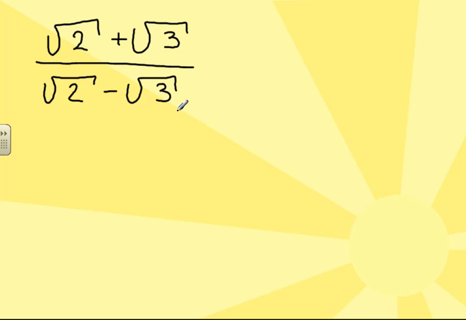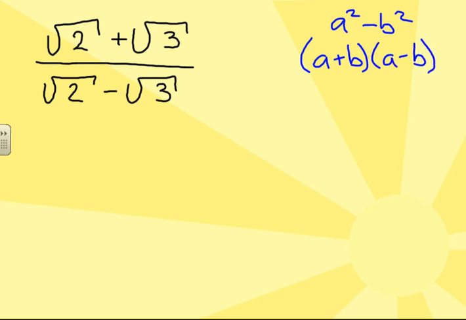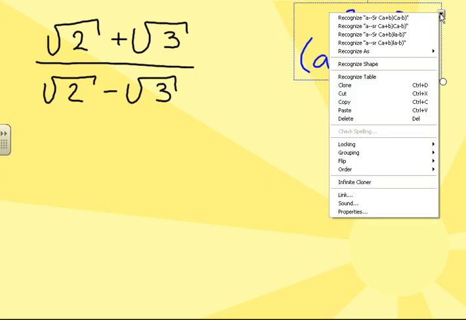Now what we're going to use is a difference of squares in order to get rid of it. If you remember what difference of squares is, it's where a squared minus b squared can be factored out to a plus b times a minus b. Well, we're going to kind of use the reverse of that in this example. Let's get rid of that.